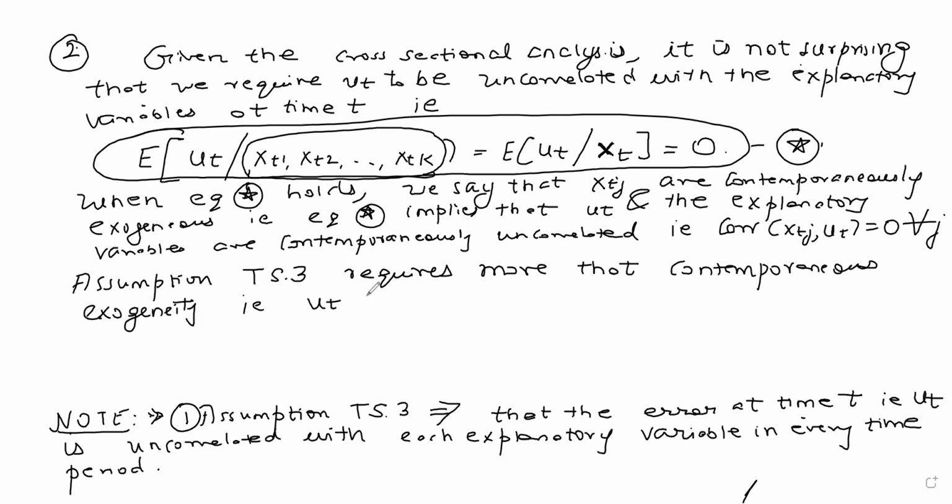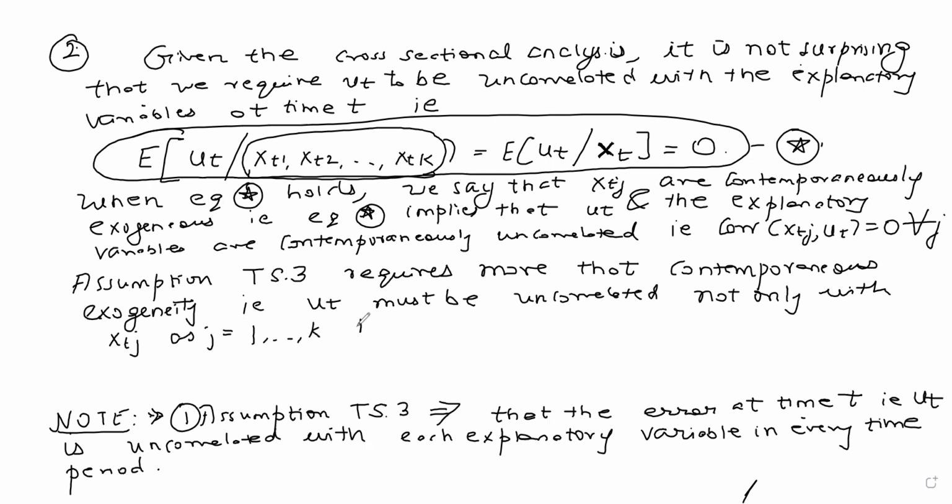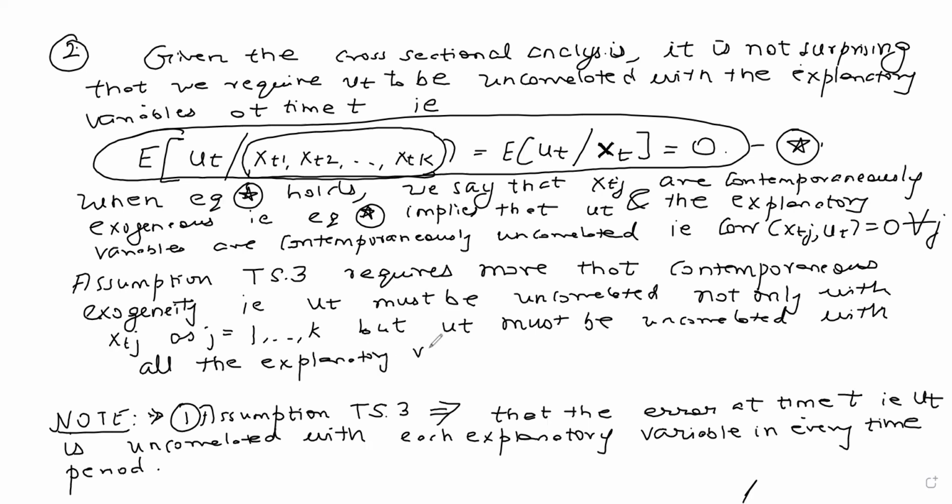That is, according to the time series assumption, ut must be uncorrelated not only with xtj as j takes values from 1 to k, but ut must be uncorrelated with all the explanatory variables, that is x's across all time periods t going from 1 to n.